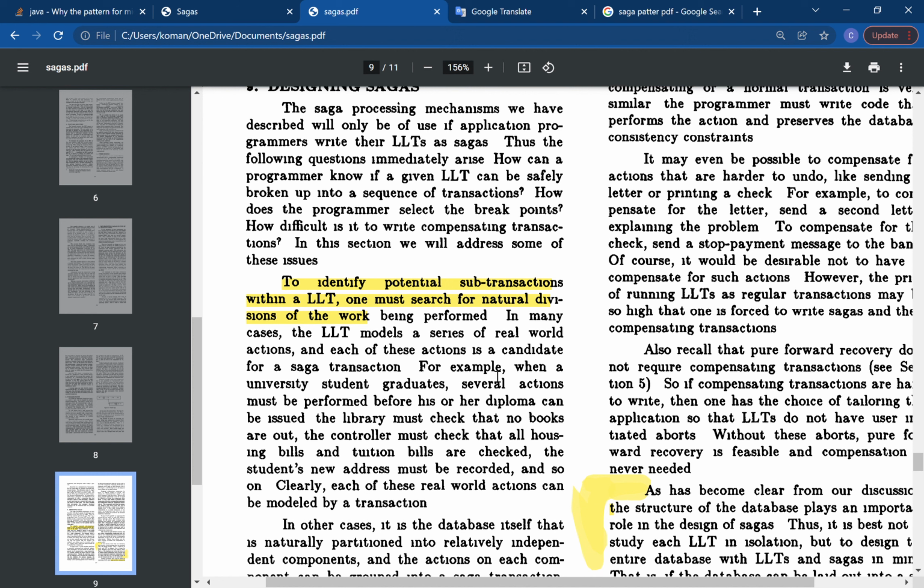In this case, there is a student who needs to check some bills, check some libraries, check notebooks in libraries and other things, and each of these actions is a separate nested transaction.